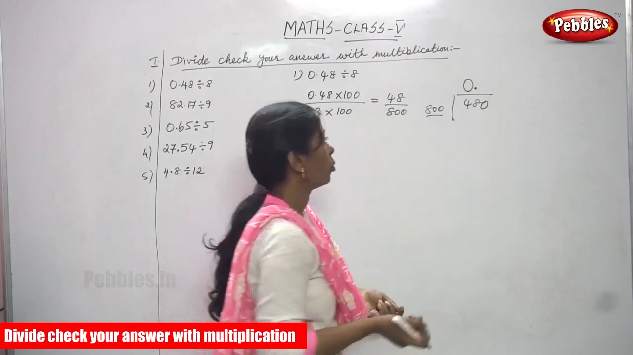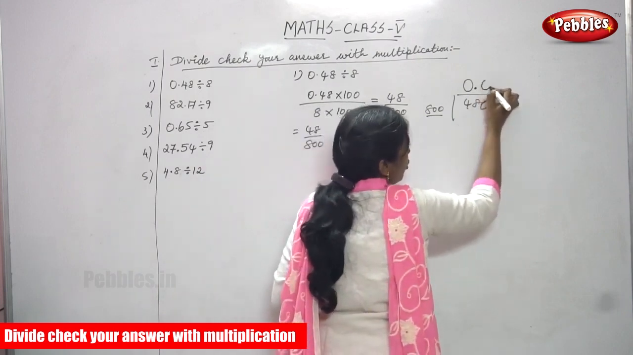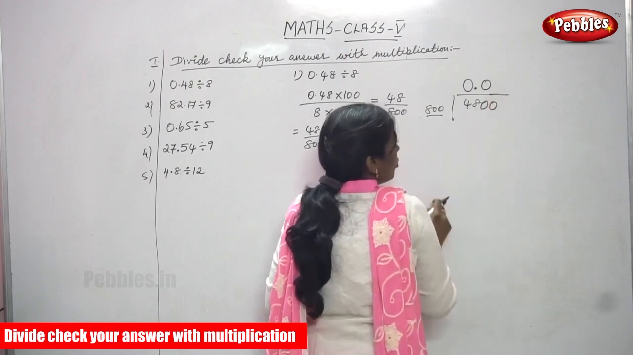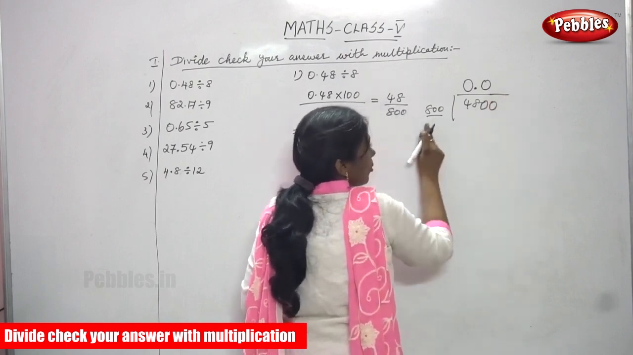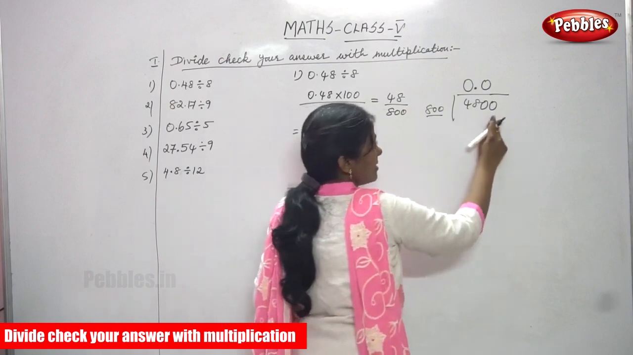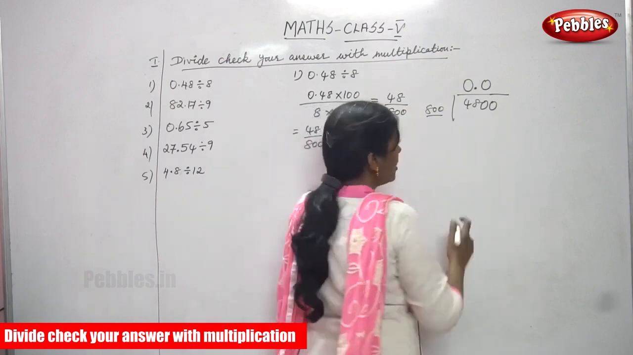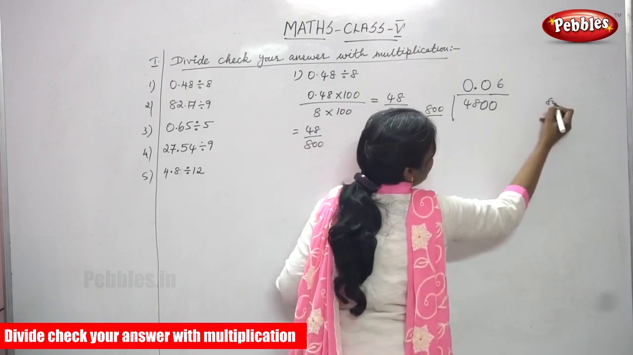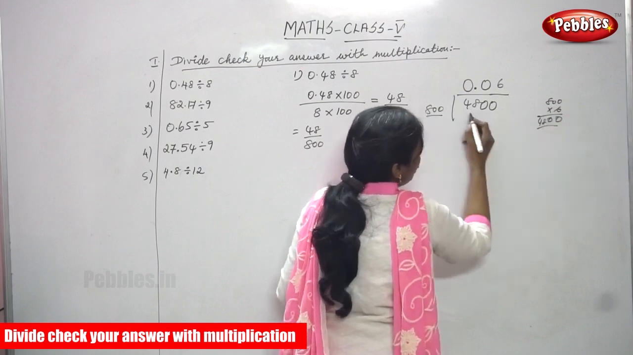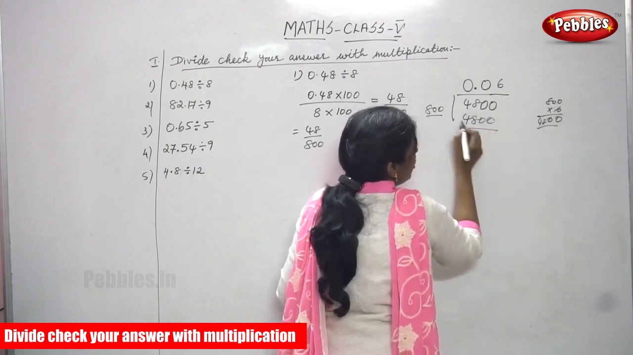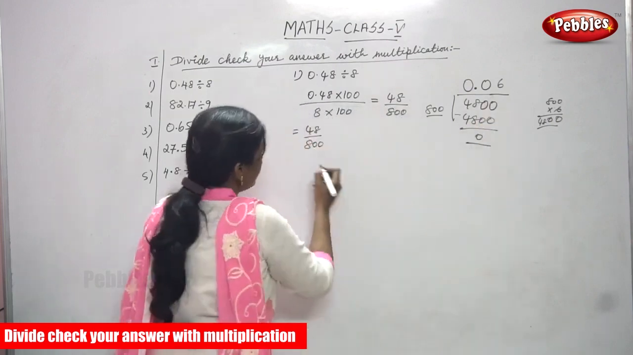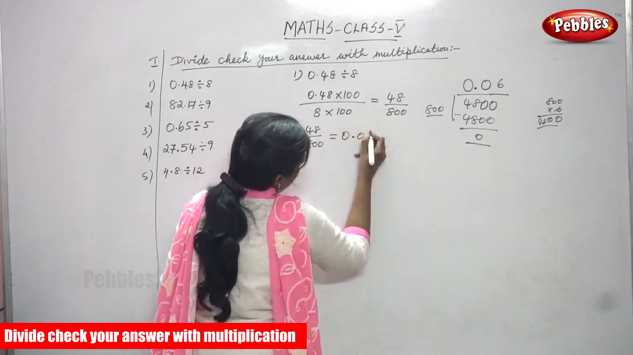So again you have to add one more 0 on the top, and one more 0 in the dividend. Now it's 4800, and the divisor is 800. The dividend should always be greater than the divisor. So 800 into 6 you can get 4800, since 6 4s are 48. If you subtract, you get zeros. The answer is 0.06. So this is the right answer for the question.